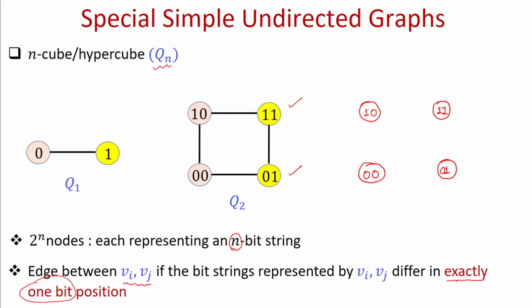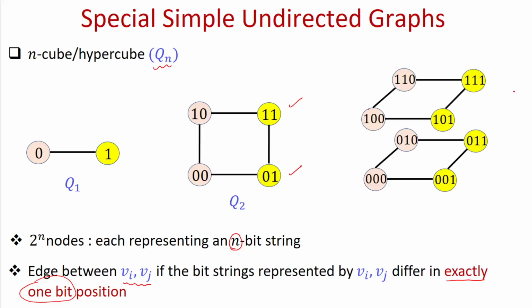In the same way, if I want to define the graph Q3, I do the following. I take 2 copies of Q2, 1 copy of Q2 and another copy of Q2, and I extend the length of the bit strings of the nodes by adding 1 at the beginning of all the strings in the first copy of Q2, and I add 0 at the beginning of all the bit strings in the second copy of Q2. Then I add the required edges depending upon whether the 2 vertices differ in exactly 1 bit position. So that's the definition of our Qn graphs.